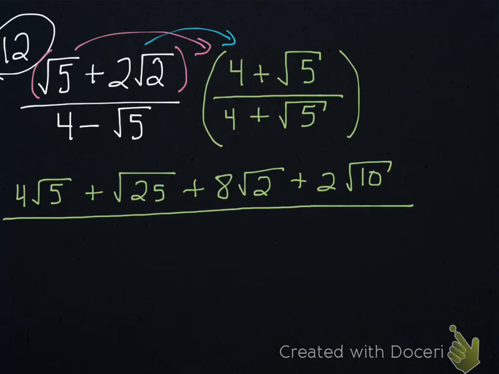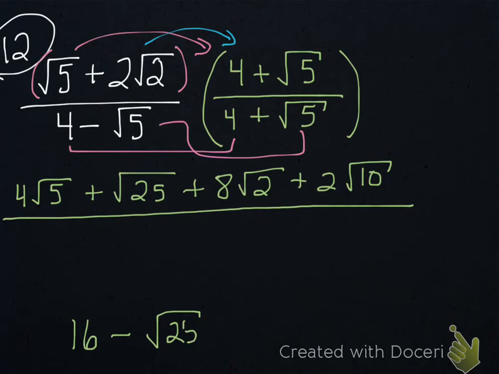Now we can do the denominator. Same shortcut. First 2, last 2. The first 2, 4 times 4 is 16. Minus 5 times 5, that's square root 25. So this becomes 16 minus 5. Well, that's 11. Can we simplify anything up there from the numerator?